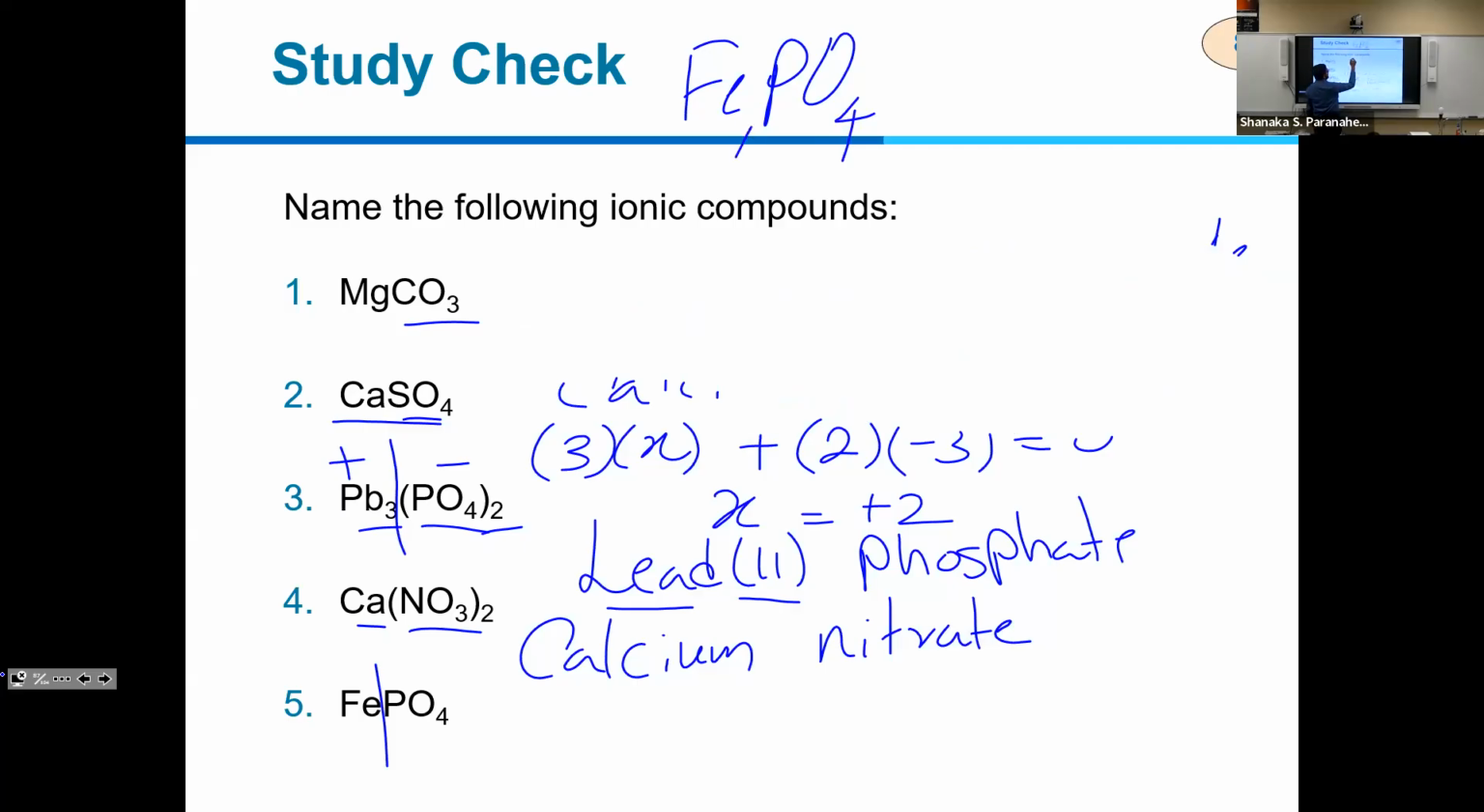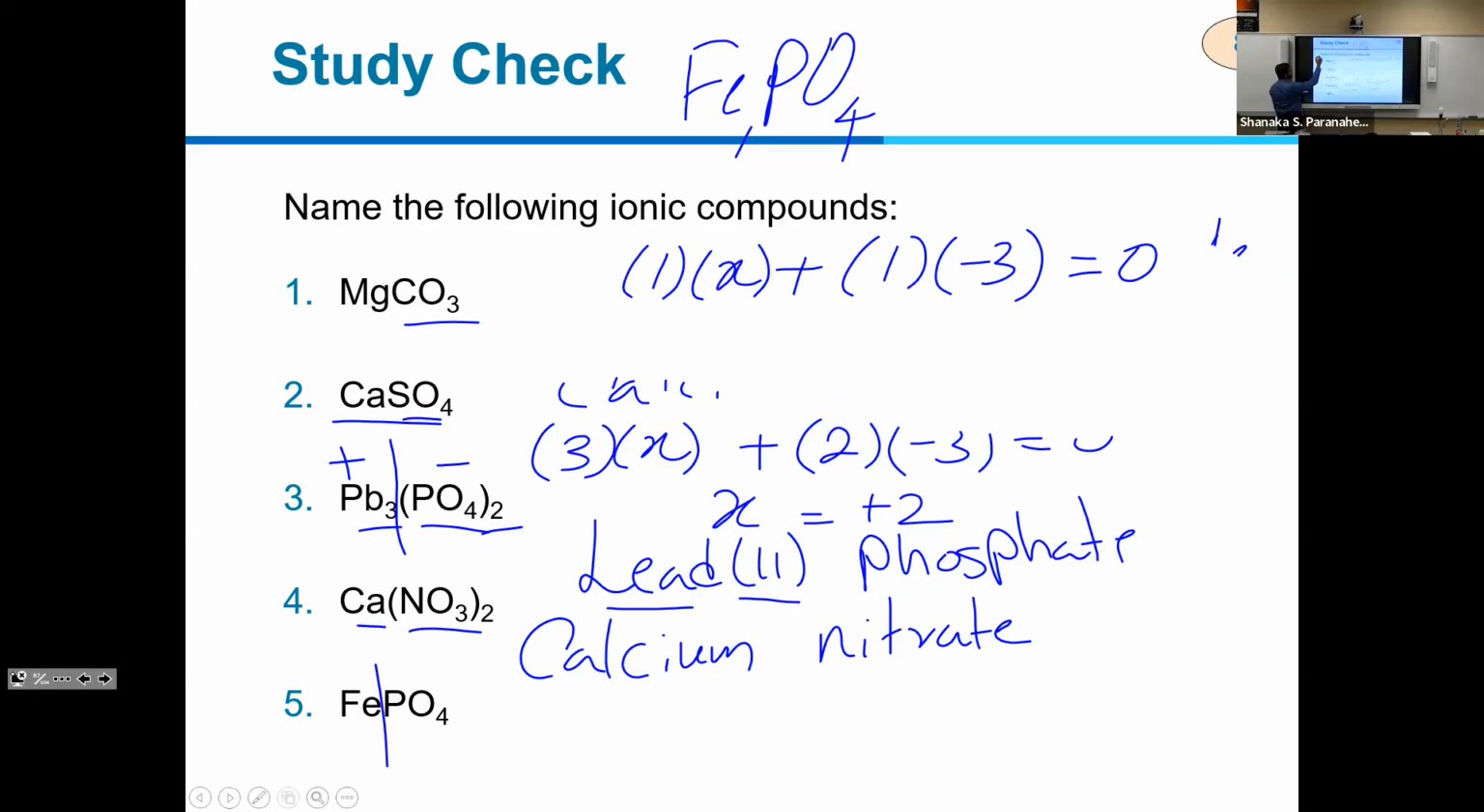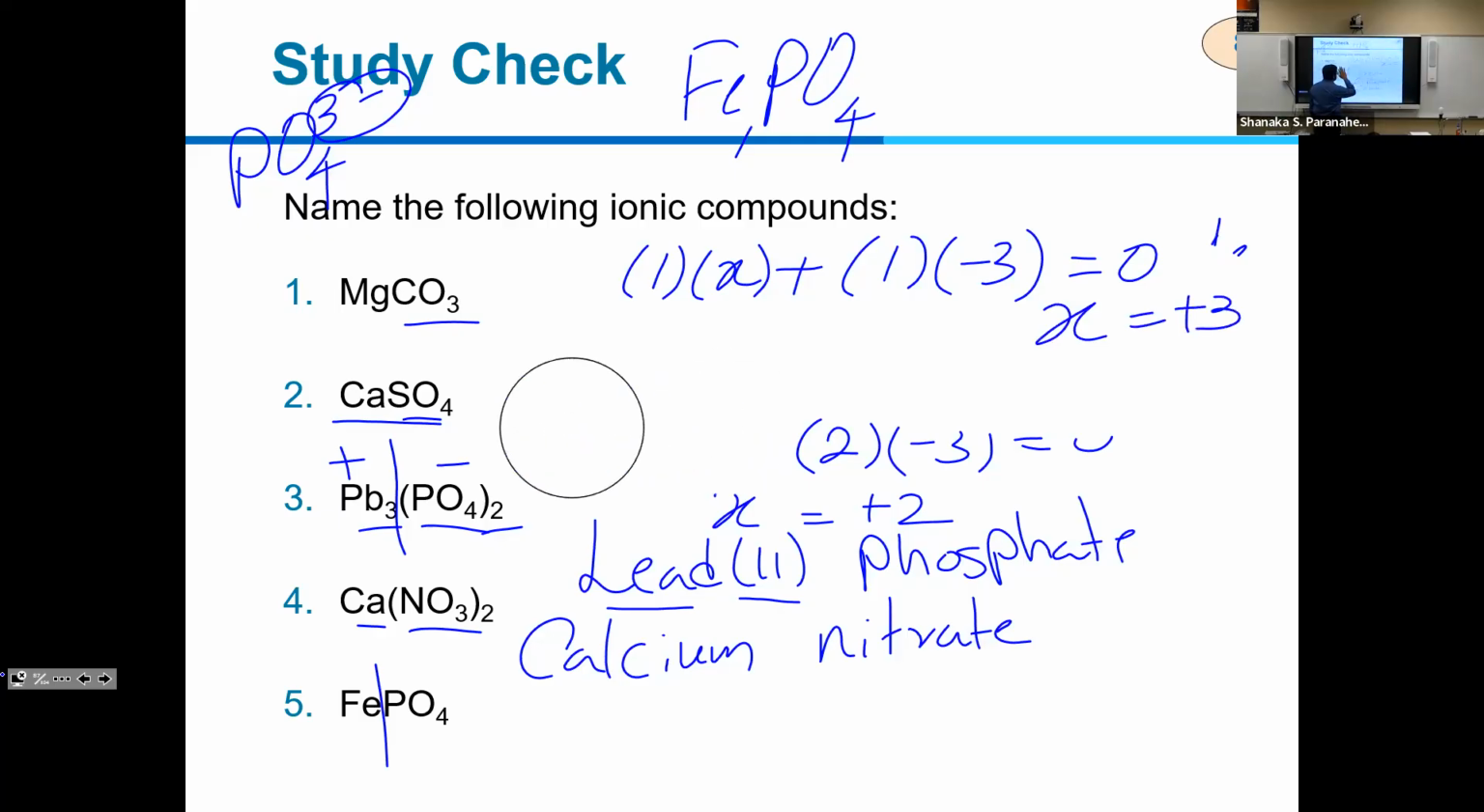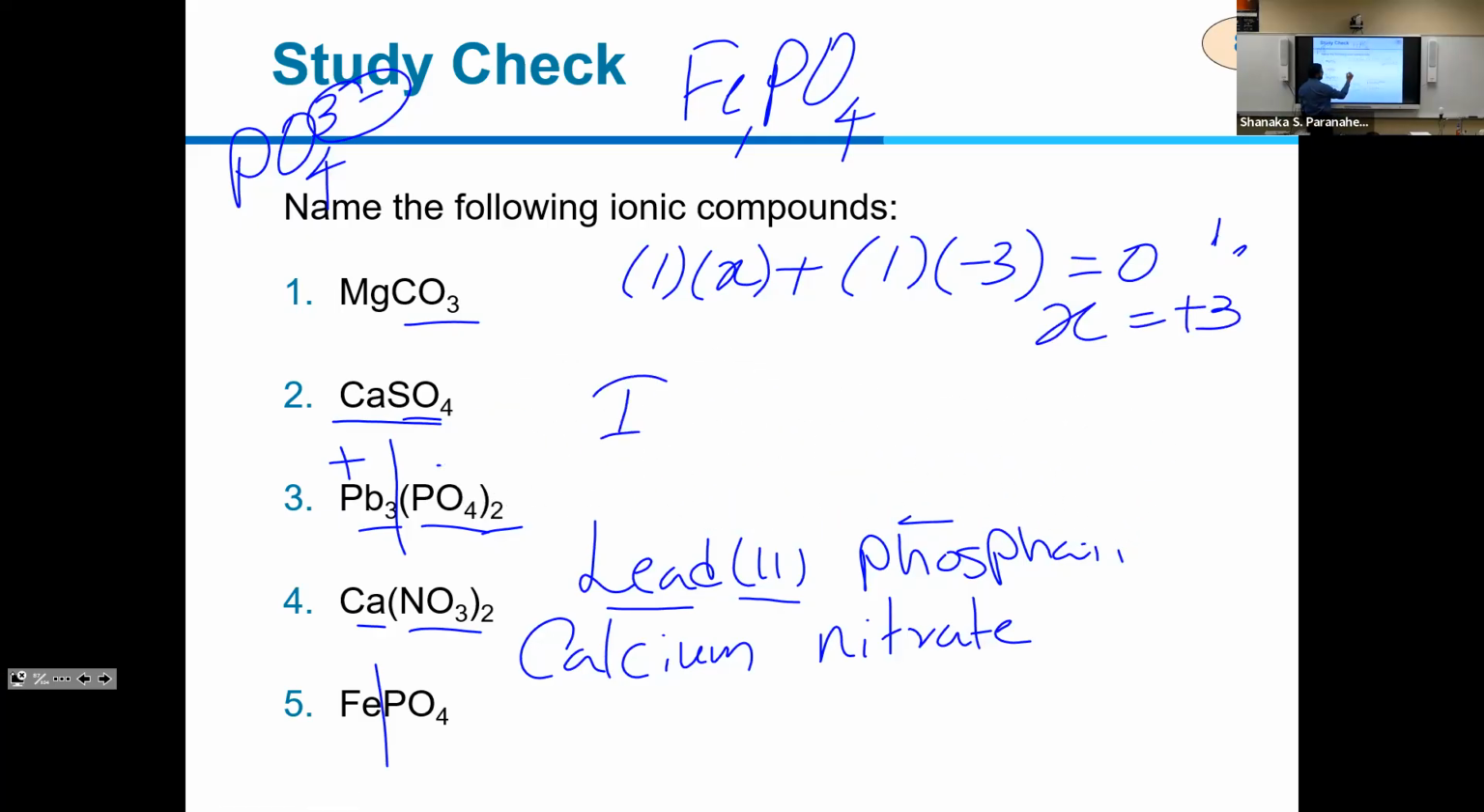So it's going to be number of ions times charge on ion, variable x, plus number of polyatomic groups. Don't use 4 because it's 1. And phosphate is -3, equal to 0. Okay. So don't use this 4 because we don't have parentheses. So that phosphate is just 1 unit. So we have charge and just 1 unit. So when you solve this equation, x is equal to plus 3, the name is iron(III) phosphate.